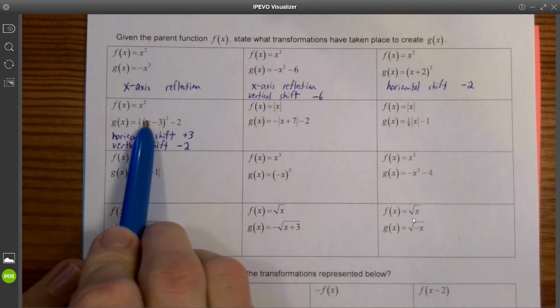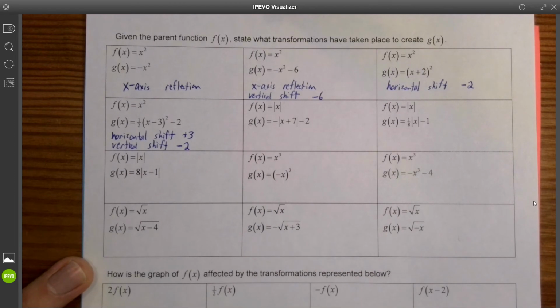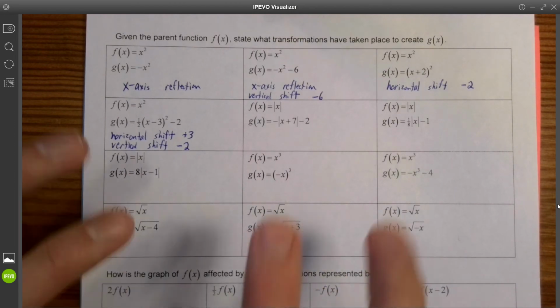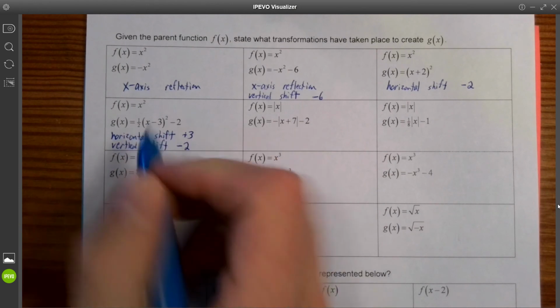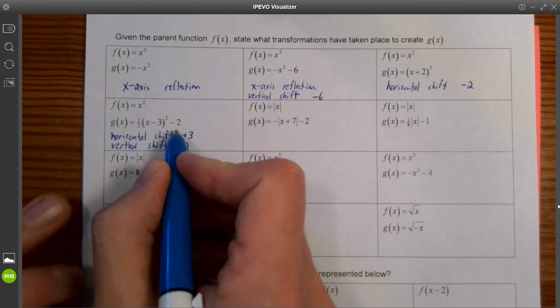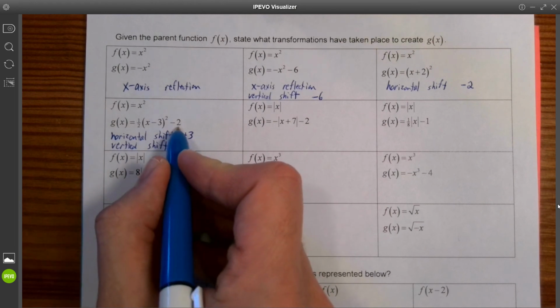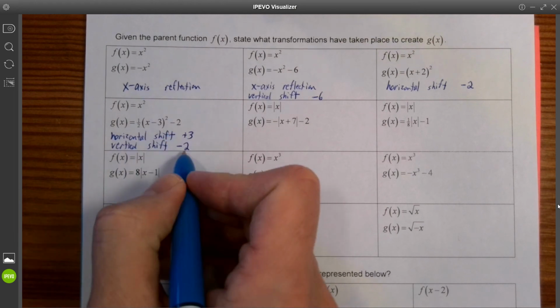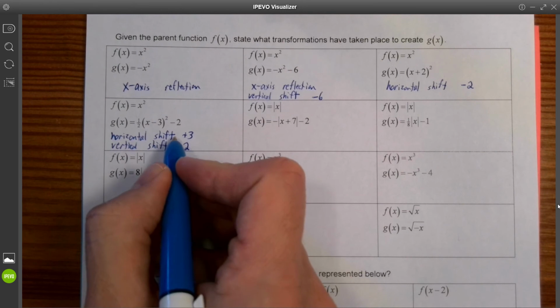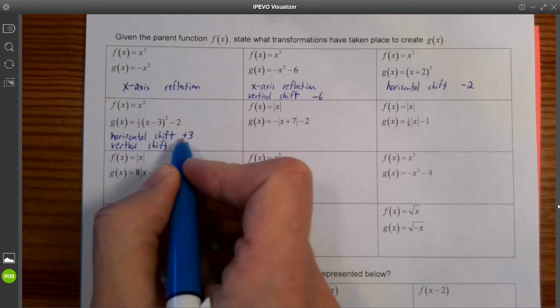When I'm inside the parentheses, or in absolute value bars, as we'll see later, or under a radical, which we'll see here, depending on what we consider to be the inside part. When I'm inside, it's the opposite, and that's horizontal. When I'm outside, that's a vertical shift, and I will obey the sign. So outside, negative 2, yeah, negative 2, you go down 2. Inside says x minus 3, you don't go negative 3, you go positive 3, and it's horizontal.